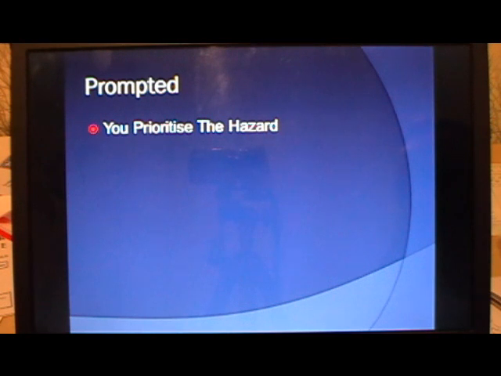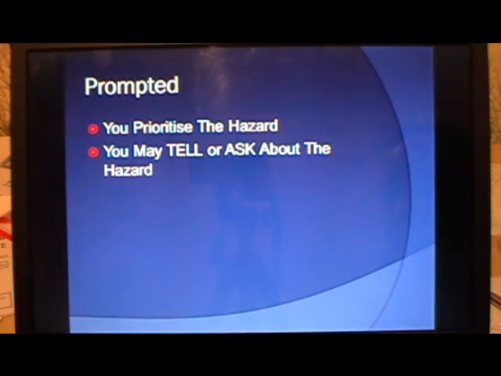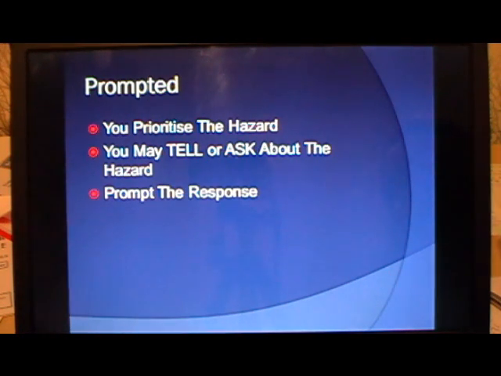Prompted instruction. This is the next step up from guided, so you want to be moving the level of responsibility over to the pupil a little bit, but you can still prioritise the hazard to keep control. Now you might tell or ask the pupil about the hazard, depending on how much time you've got or whether you think the pupil is at a level where they might be able to answer the question. So if you think you've got time, you could ask, but if not, just tell them why it's a hazard, just like you would in the guided.